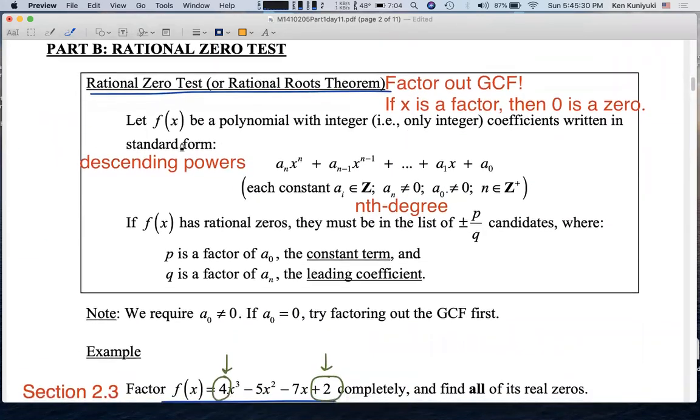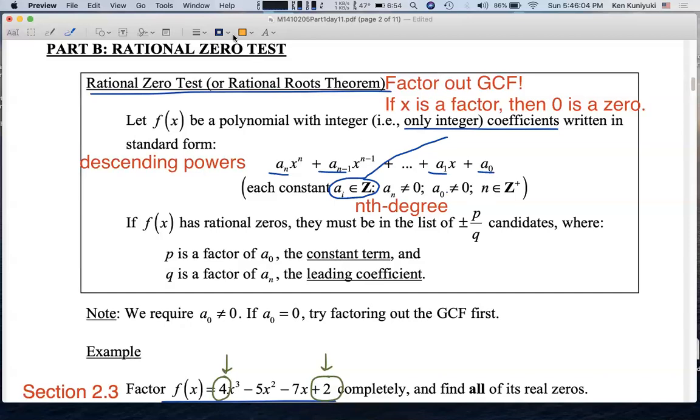So, for the rational zero test, or the rational roots theorem, which is more melodic, let's assume that f of x is a polynomial with only integer coefficients. So all of these a sub i's must be in Z, the set of integers. All these coefficients must be integers. And let's assume the polynomial is written in descending powers. The leading term over here on the left, the constant term over here on the right.